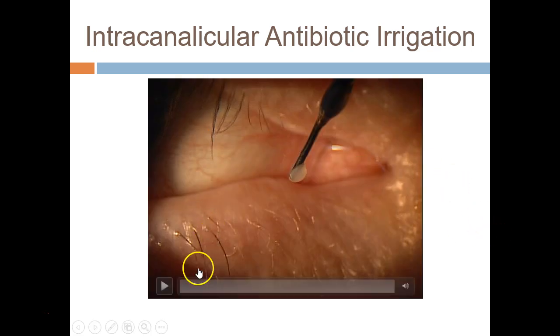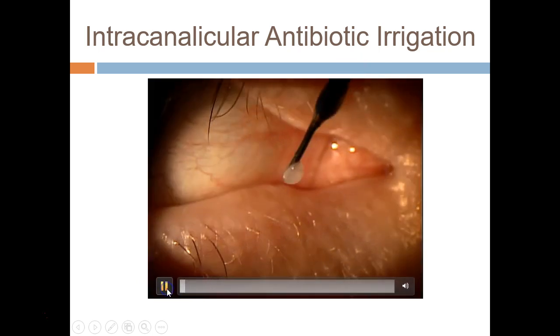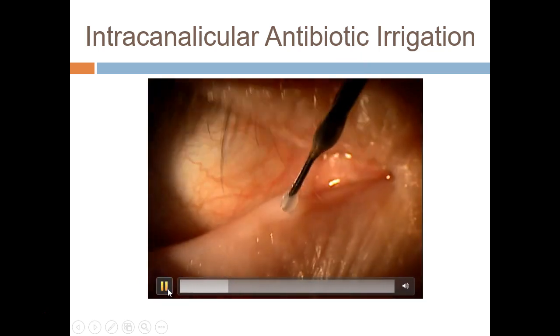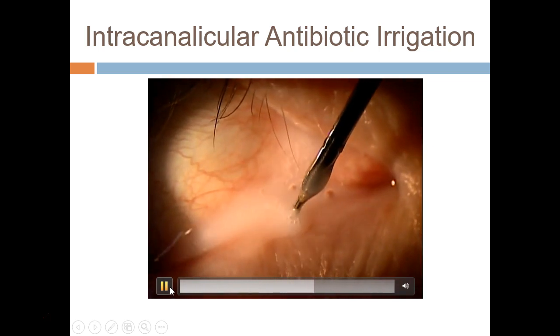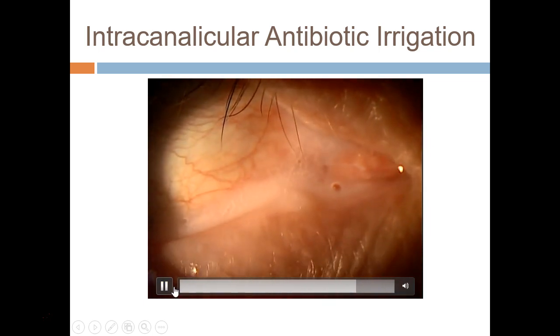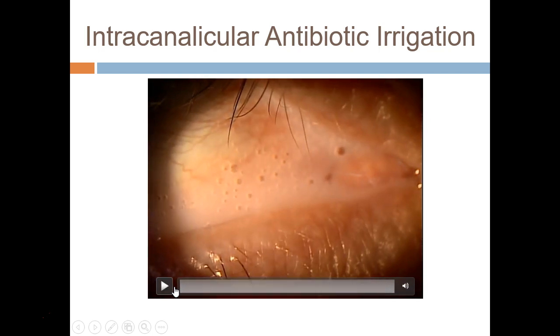Here's an example of doing it again. I've filled up the syringe with antibiotic solution. You see it's kind of milky. It's kind of hard to find the puncta. There we go. Now look, see how it came out the top puncta. So the system is still blocked. Let's look at that again.